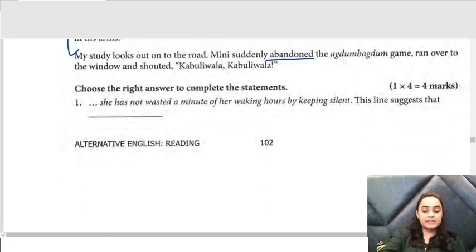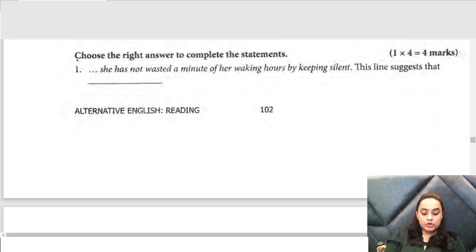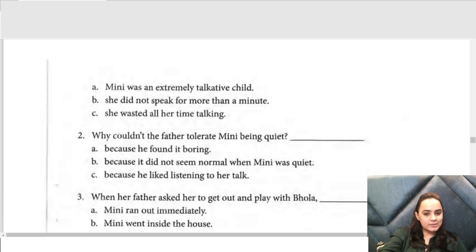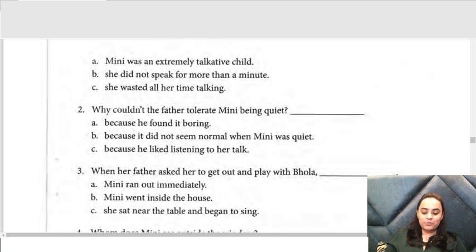Now, the first type of question is to choose the right answer to complete the statements. So you are given multiple answers and you have to choose the most appropriate of them all. "She has not wasted a minute of her waking hours by keeping silent." What does this line suggest about Minnie? That she was an extremely talkative girl.